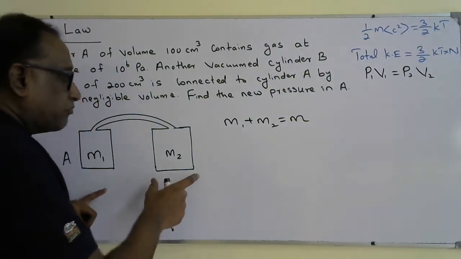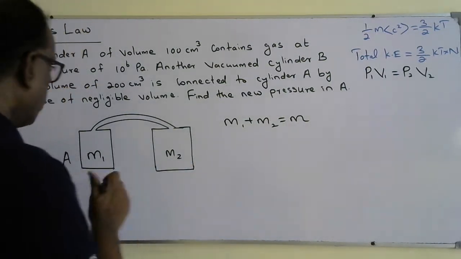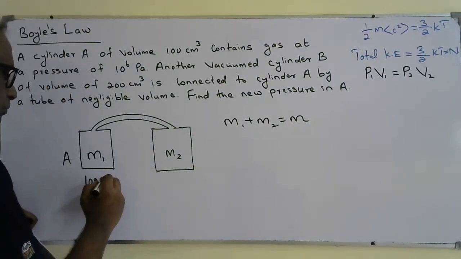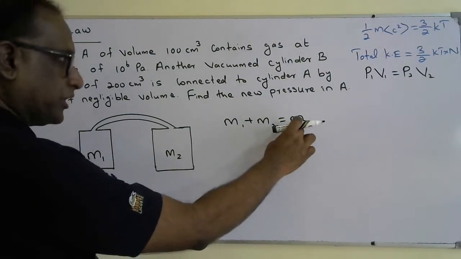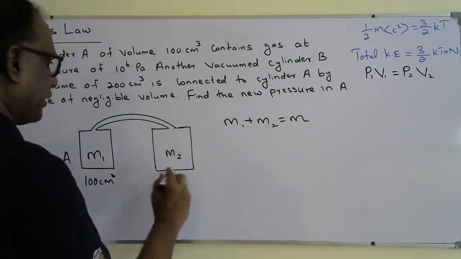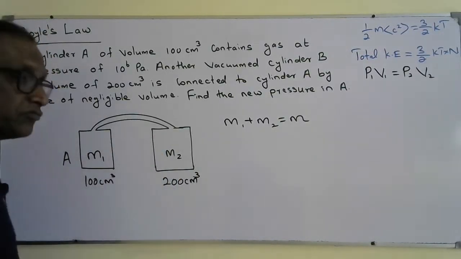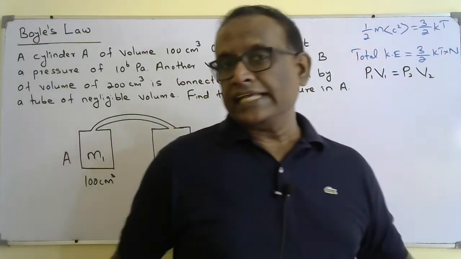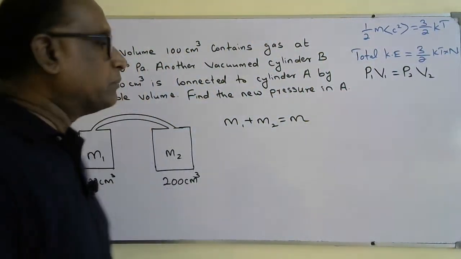So here the volume is changing. Earlier the mass m occupied only 100 cm cube. Now the total mass m1 plus m2, the same mass, is going to occupy 300 cm cube. So the volume is increasing. No change in temperature, no change in total mass. So we have to use Boyle's law.